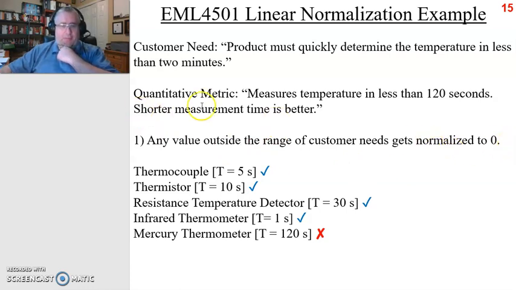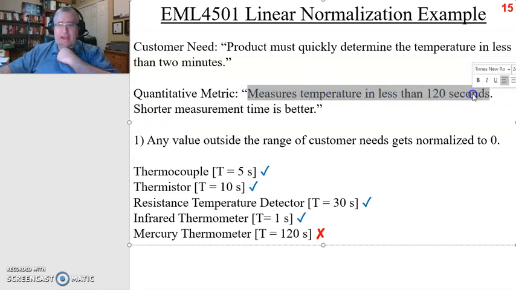So what I'm looking at here is the quantitative metric, which I've set at measures temperature in less than 120 seconds. And so what we're looking for is that values that are less than 120 seconds are okay and get the check, and values that are 120 seconds and greater get the X mark. So thermocouple at 5 seconds, good. Thermistor at 10 seconds, good. RTD at 30 seconds, good. IR thermometer at 1 second, good.